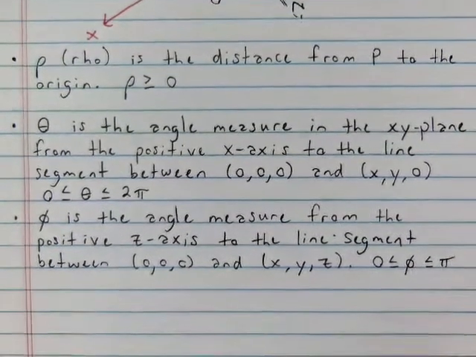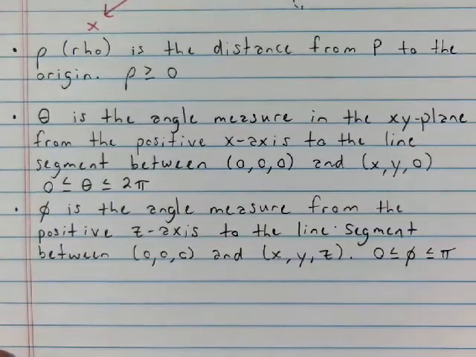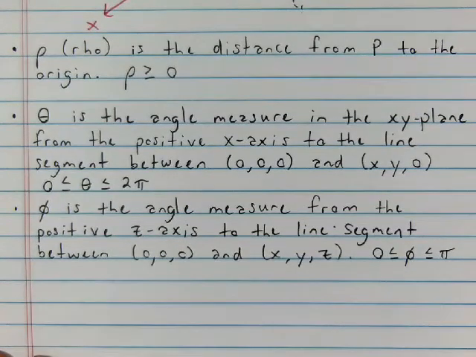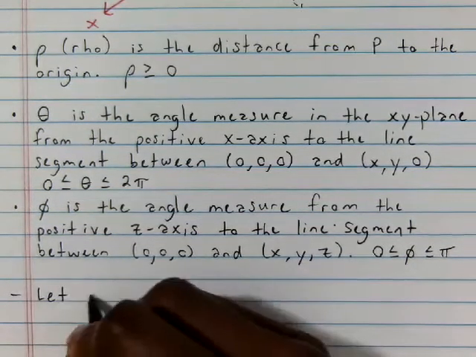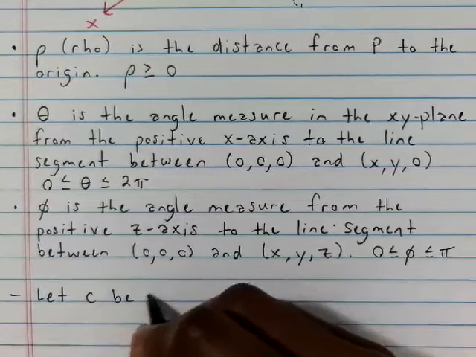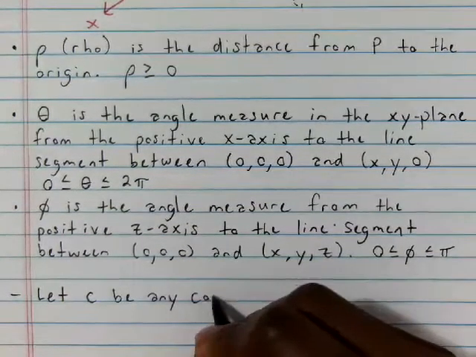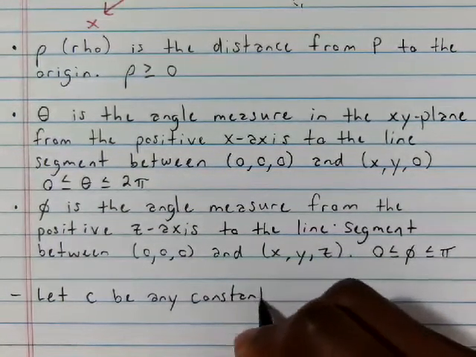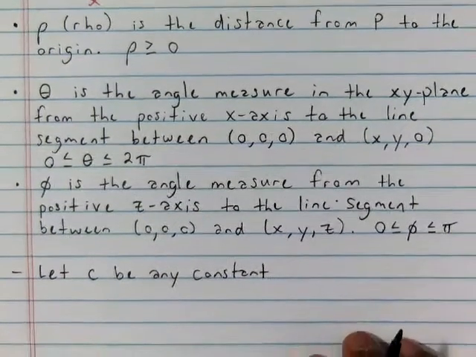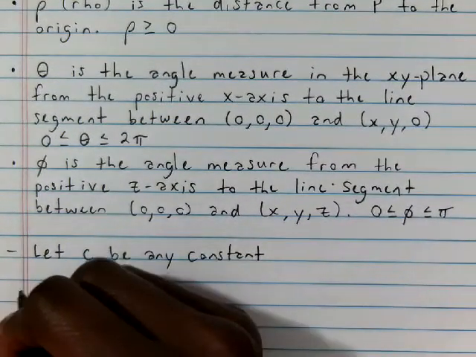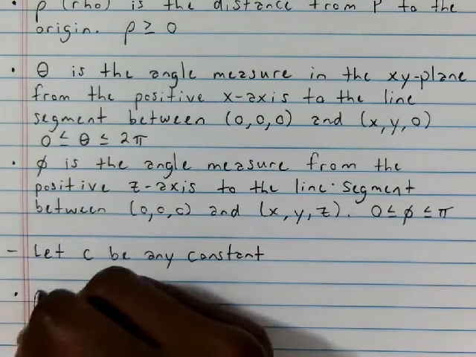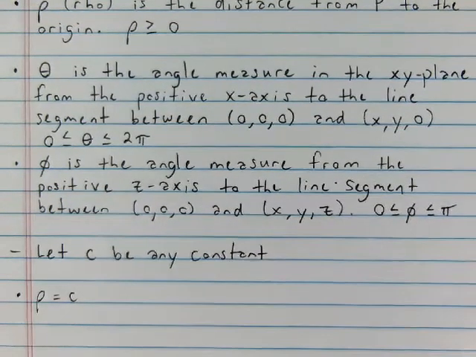All right, so now we'll look at some familiar figures or surfaces that we know in spherical coordinates. So let C be any constant. And this will help with visualization when you're going through and setting up integrals. So first, rho equals C. We want to know what that is.